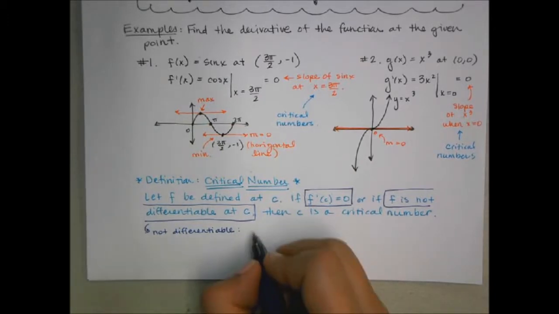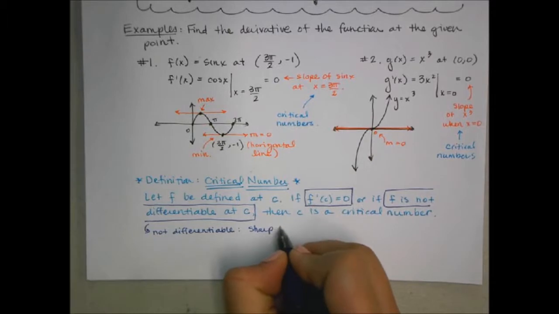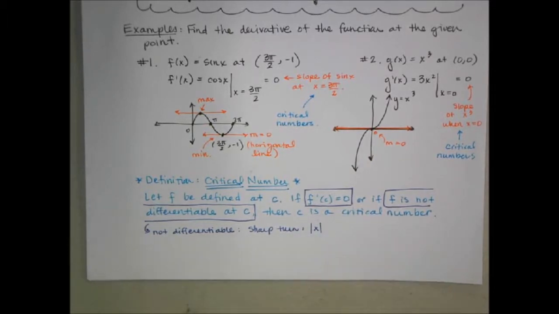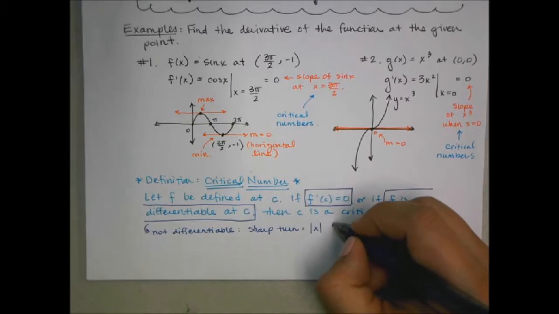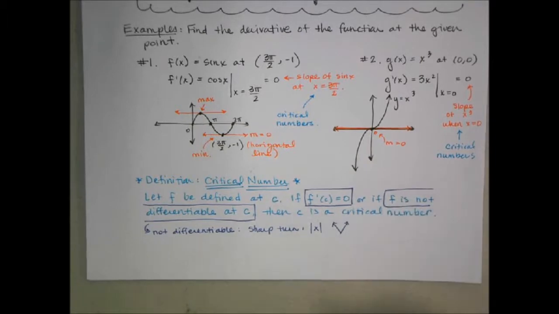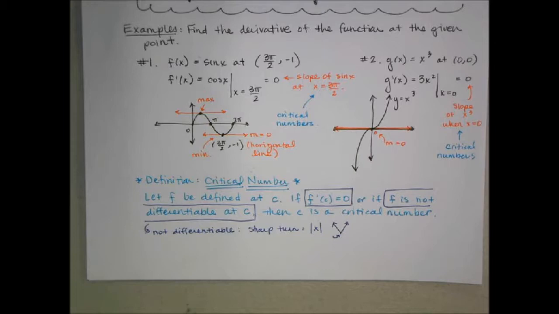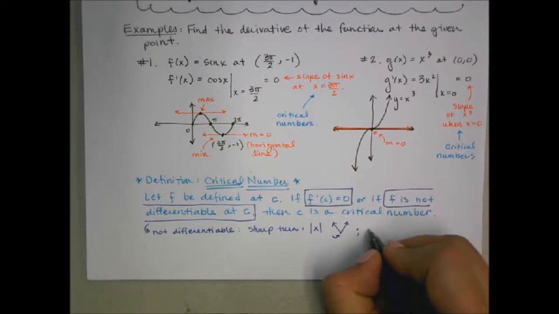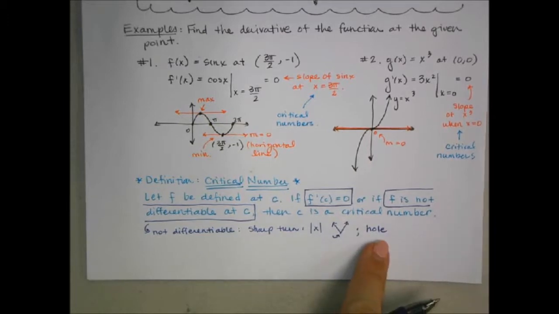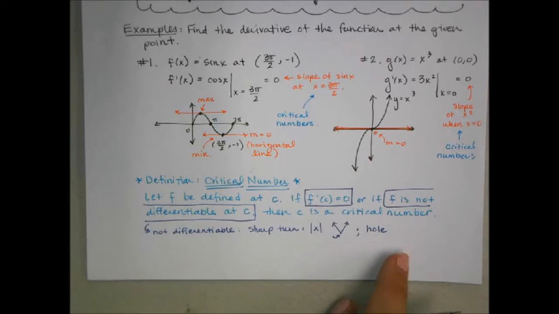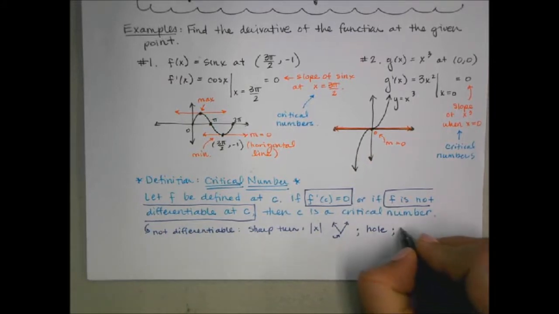So we know sharp turns, for example, absolute value of x. The linear absolute value function is going to have that V shape. So right here at the vertex, it's not going to be differentiable. Other places where a function is not differentiable: a hole in the graph. If there's a hole in the graph, we would have a critical number at that value. Same thing for any vertical asymptote.